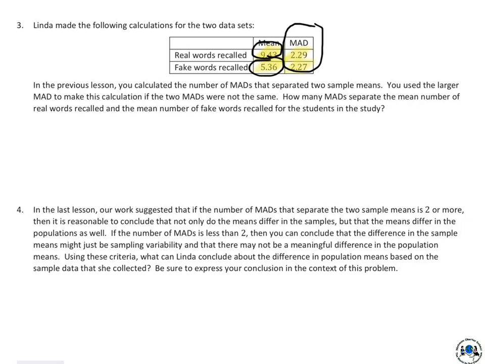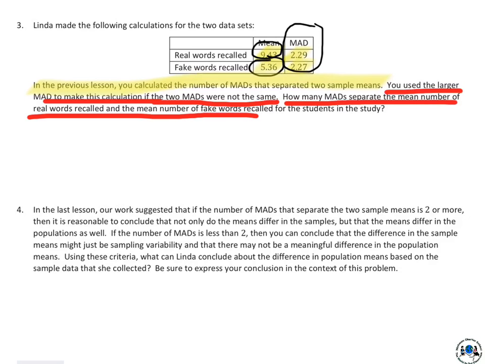So in a previous lesson, you calculated the number of MADs that separated the 2 sample means. Remember that we used the larger MAD to make the calculation. The 2 MADs are not the same, but they're pretty darn similar. How many MADs separate the mean number of real words and the mean number of fake words recalled for the students in this study? Why don't you go ahead and see if you can remember what to do with these numbers, and come on back and check in.